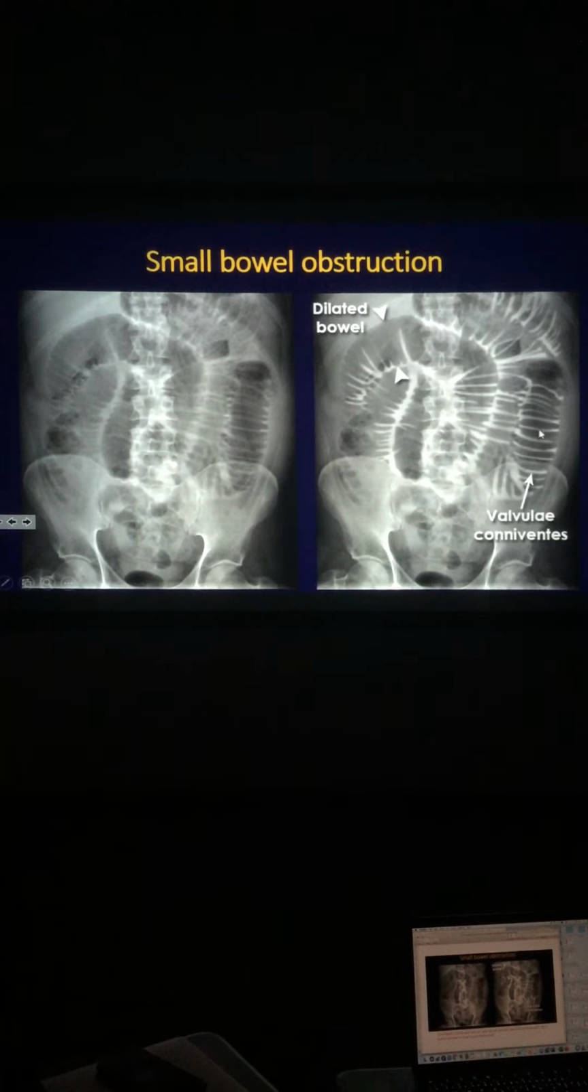You can see here, as I said, the valvulae conniventes, when they are dilated, they look like this. They pass through and through from one wall to another wall. This doesn't happen in colon. Remember this. It's a very important point. Whenever you find these valvulae conniventes going through and through from one wall to another wall, this is nothing but small bowel.